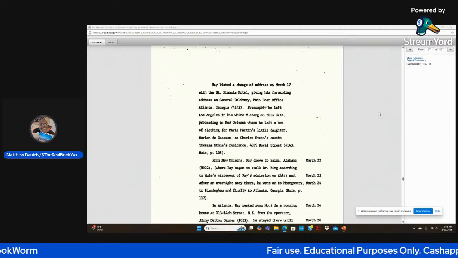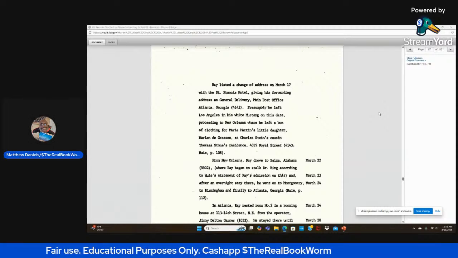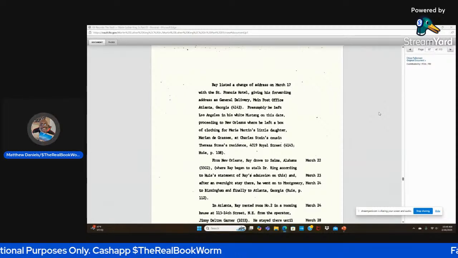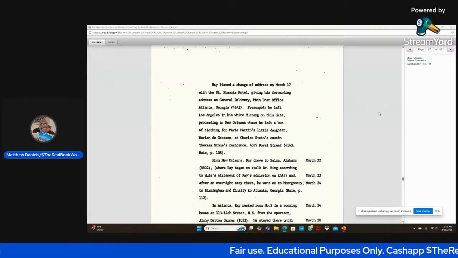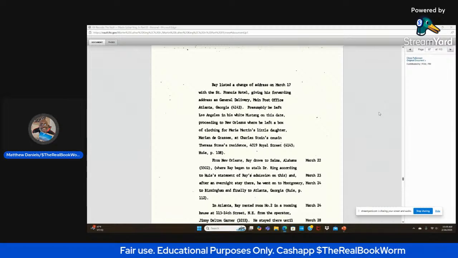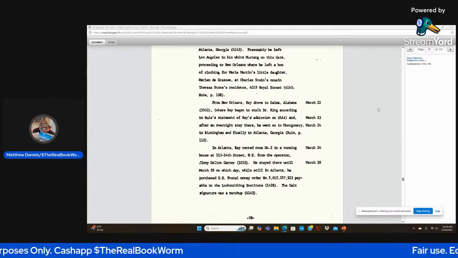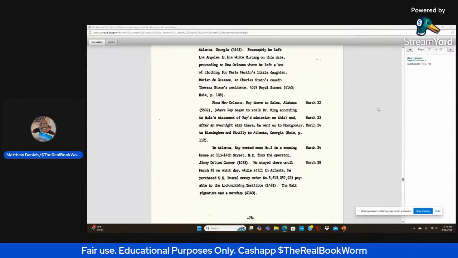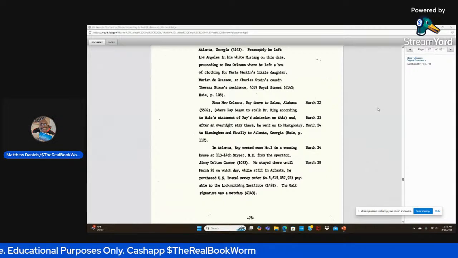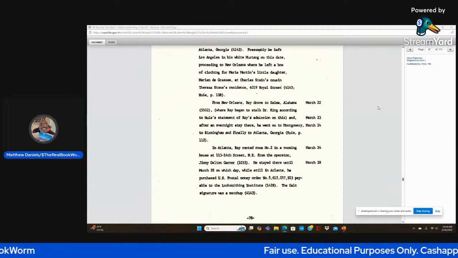Presumably, he left Los Angeles in his white Mustang on this date, proceeding to New Orleans, where he left a box of clothing for Marie Martin's little daughter, Marion DeGrasse, at Charles Stein's cousin Teresa Stone's residence. From New Orleans, Ray drove to Selma, Alabama, where Ray began to stalk Dr. King, according to Huey's statement of Ray's admission on this. And after an overnight stay there, he went on to Montgomery, to Birmingham, and finally to Atlanta, Georgia.